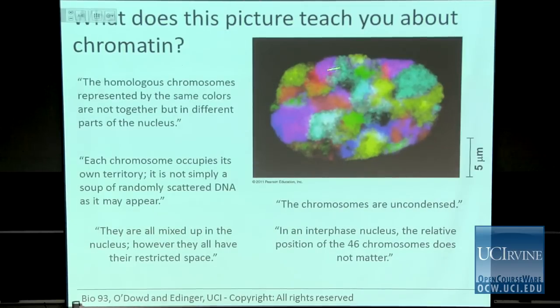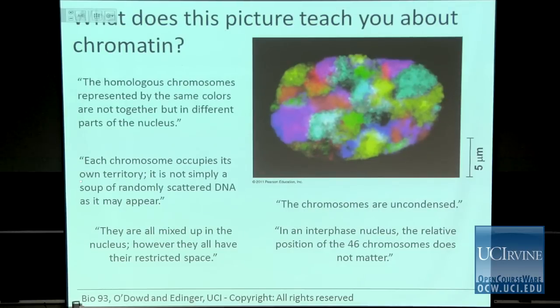I put this image in your LBL and asked you guys to tell me what it taught you about the nucleus. The first time I saw this picture, it made me think about the interphase nucleus a lot differently. These are some of your comments. The homologous chromosomes represented by the same colors are not together, but are in different parts of the nucleus. So that's important, right? The homologous chromosomes don't need to be next to each other in an interphase nucleus because the relative position doesn't really matter. They don't need to pair up or anything, so that's fine.